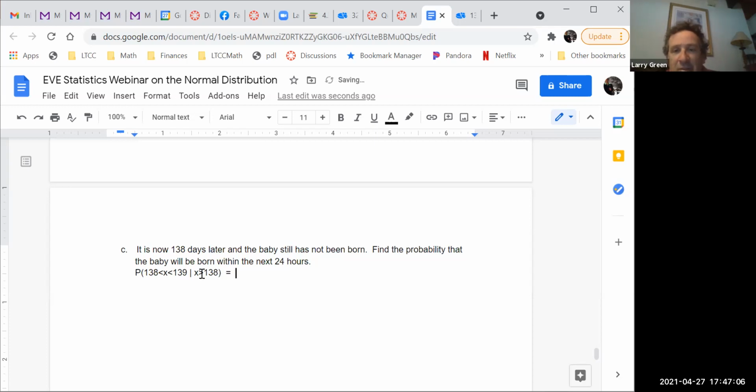Okay, now you got to remember from chapter 3, the given rule. And that is when you want the probability of A given B, that's the probability of A and B divided by the probability of B. If the baby will be born between day 138 and 139, and the baby will be born later than 138, what does this greater than 138 tell you for the and? Any thoughts?